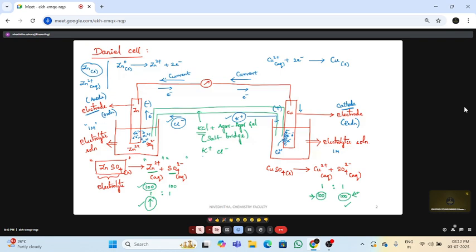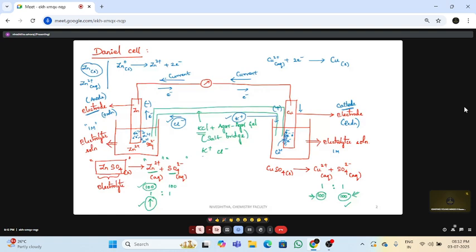Okay, so potassium chloride is one of its kind. In potassium chloride, the ability of the ions to move is called ionic mobility. Ionic mobility of cation and anion has to be equal. That kind of salt can only be used in a salt bridge.